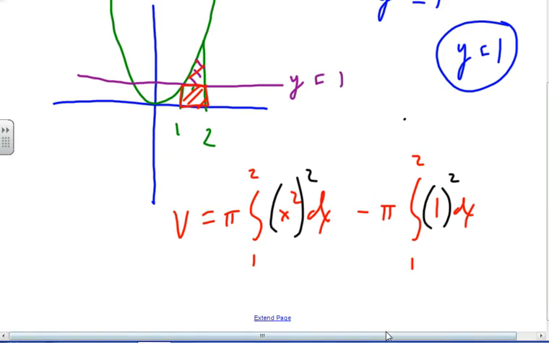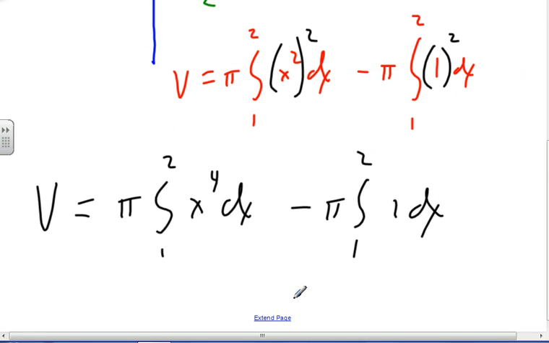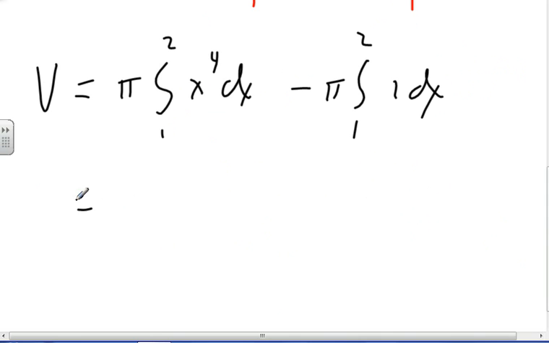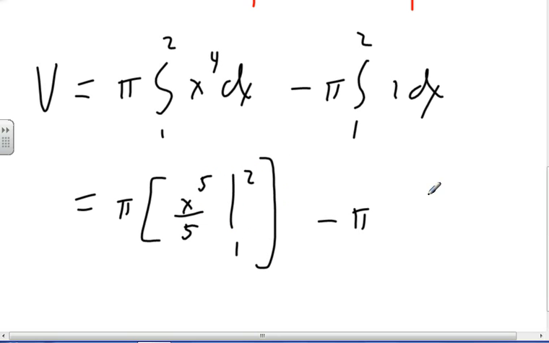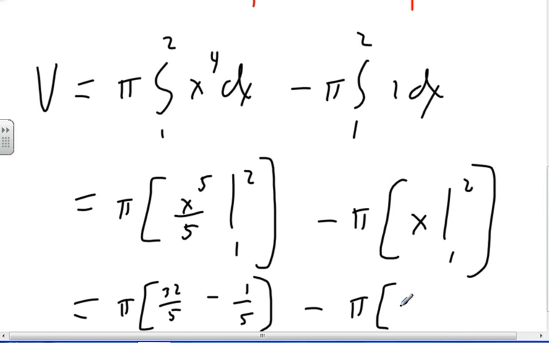Alright, back to what I'm doing. So the volume's going to be pi integral 1 to 2 of x to the 4th dx minus pi integral 1 to 2 of the same 1 dx. Alright, well that should be okay then. Pi, x to the 5th over 5 evaluated at 1 and 2 minus pi x evaluated at 1 and 2. 2 to the 5th, so that'd be pi 32 over 5 minus 1 over 5 minus pi times 2 minus 1.